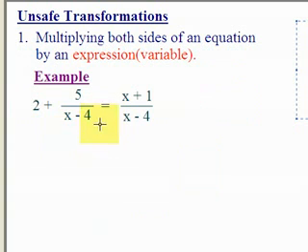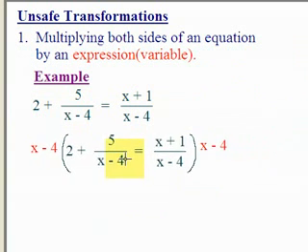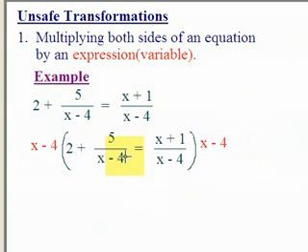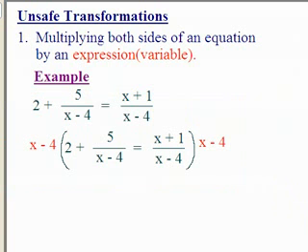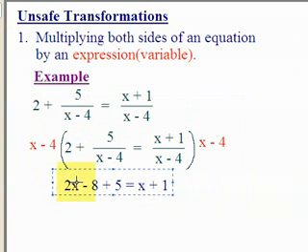Let's take, for example, this problem here. To solve this equation, what we'd like to do is multiply both sides by the quantity x minus 4. So if I multiply both sides by the quantity x minus 4, what's the problem? What kind of situation could happen that might give me some trouble? Well, when I multiply both sides by x minus 4 and I distribute it over the 2, x minus 4 times 2 is 2x minus 8, and x minus 4 times this expression is just 5, and when I multiply x minus 4 times this, I get x plus 1.